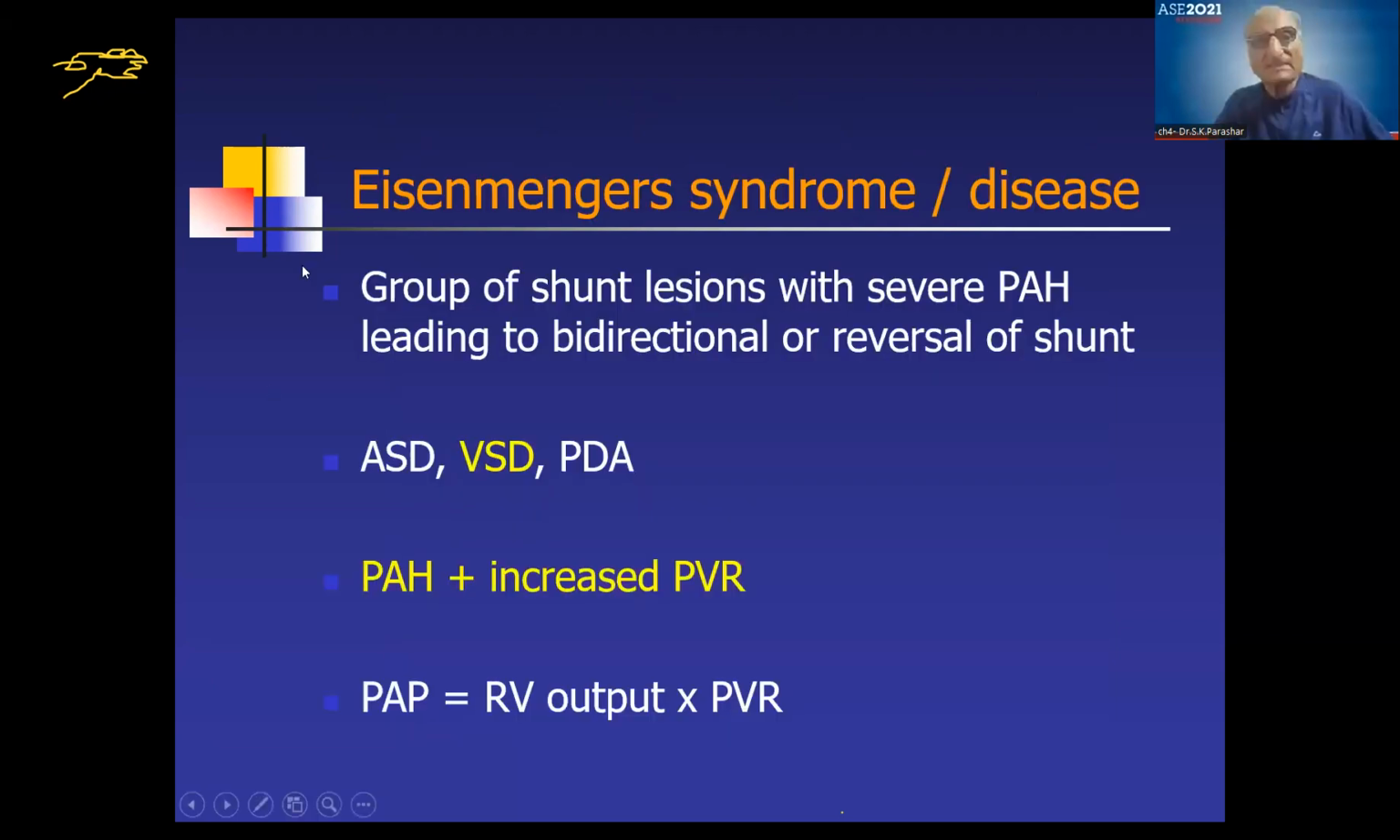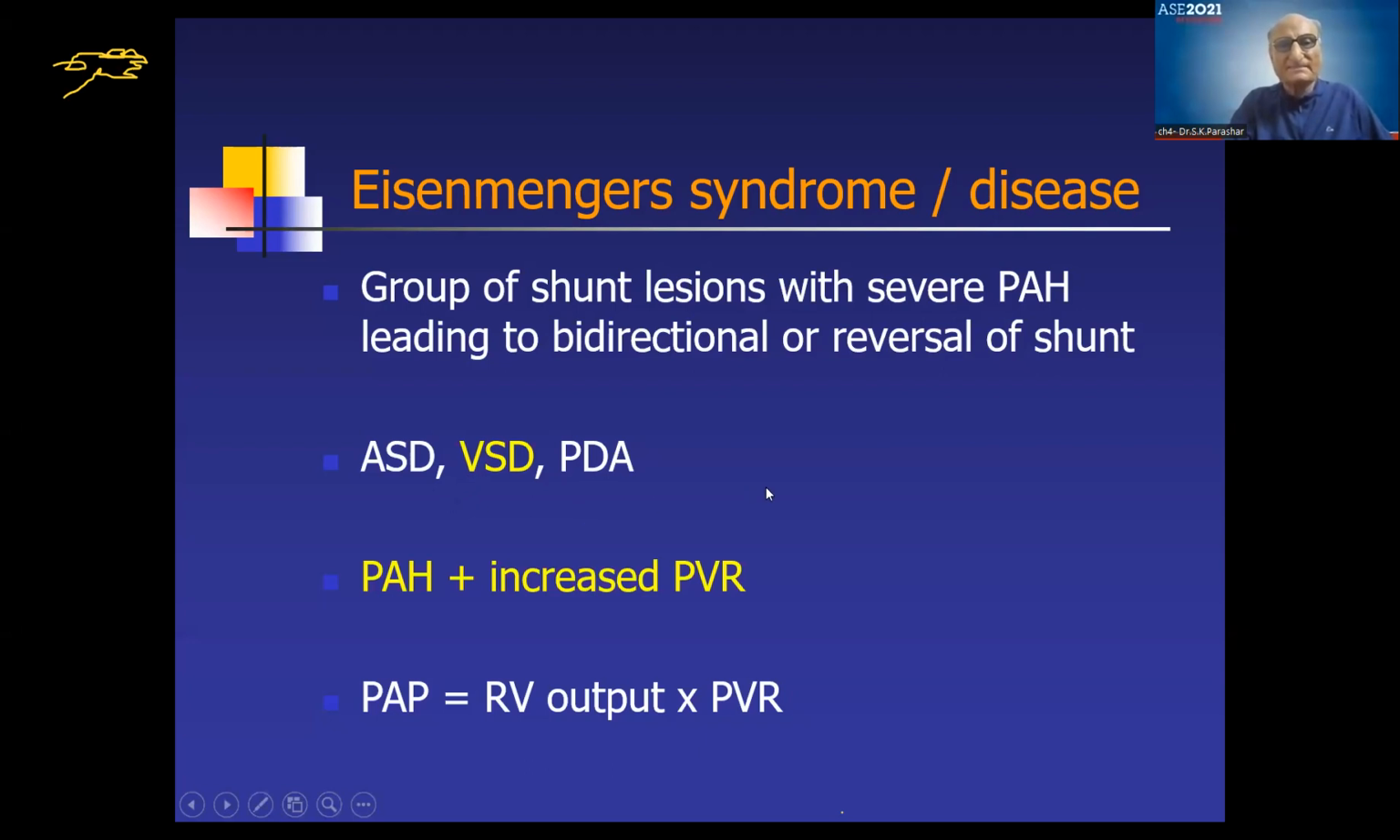Eisenmenger syndrome. It is a group of shunt lesions with severe pulmonary hypertension and increased pulmonary vascular resistance. So these are the common shunt lesions with severe pulmonary hypertension. With a PDA, they develop it at a younger age. They may have ASD or VSD at a younger age, and this is usually at the age of 25, 30 or so.